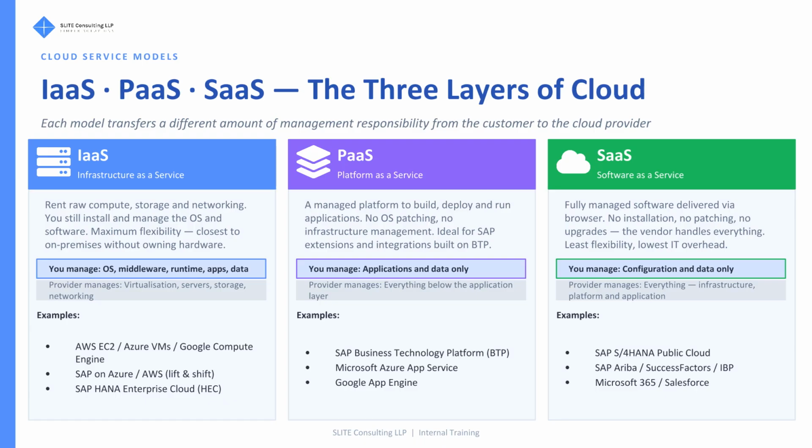This is where SAP BTP sits. With SaaS, software as a service, you simply consume a finished application over the internet and the provider manages everything beneath it. SuccessFactors and Ariba are examples. Understanding which layer a client is buying clarifies who is responsible for what, a distinction that matters in every SAP conversation.